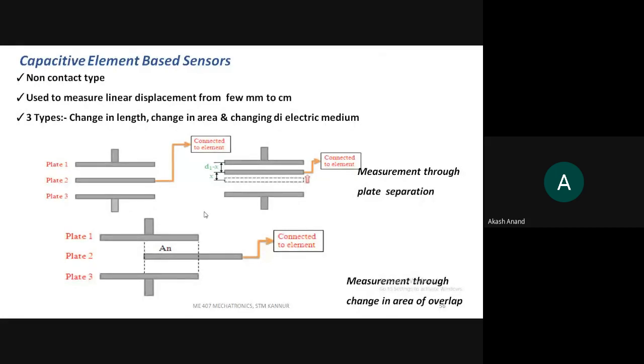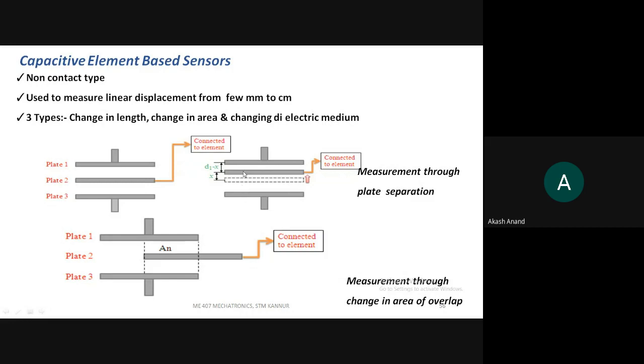So the first type is actually the change in length. Okay, changing length means the distance between the plates. Here you can see in this second figure that the in-between plate is actually moving. Okay, the in-between plate is actually moving.